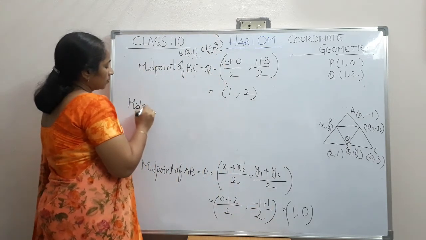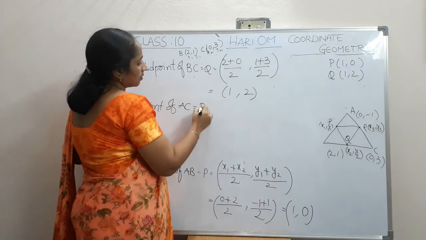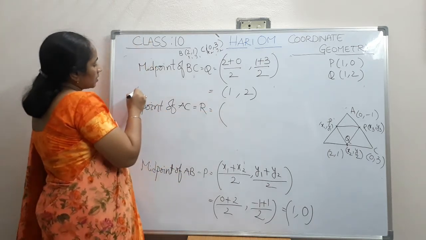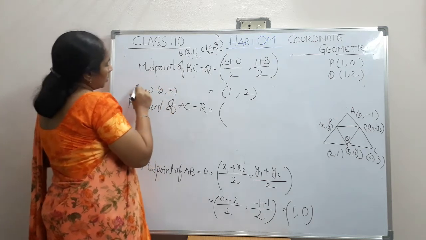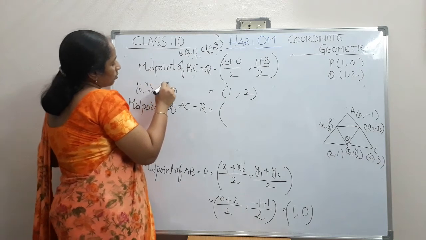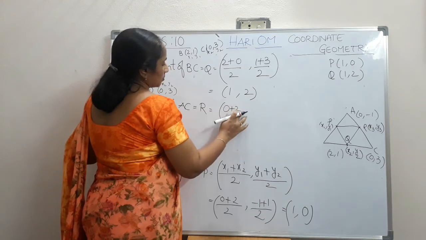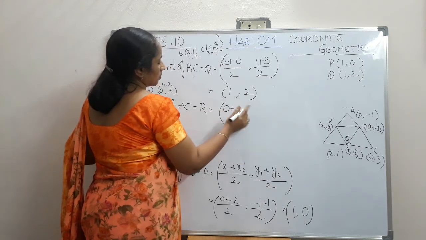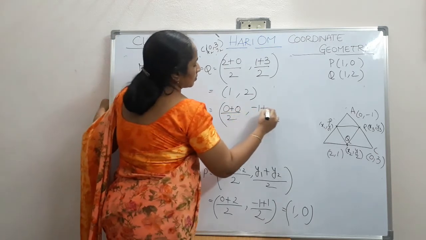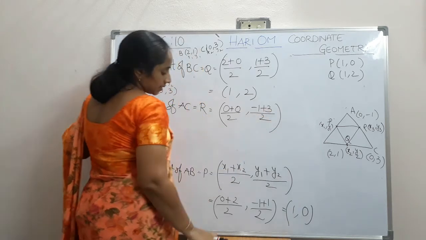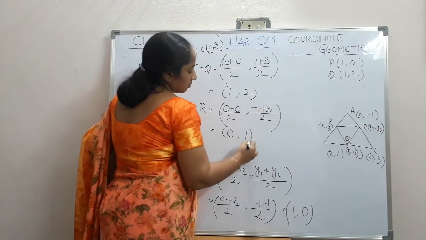Midpoint of AC or CA is R. What is A? 0 comma minus 1. What is C? 0 comma 3. Using x1 y1 x2 y2: 0 plus 0 by 2, minus 1 plus 3 by 2. It is 0 by 2 is 0, 2 by 2 is 1.